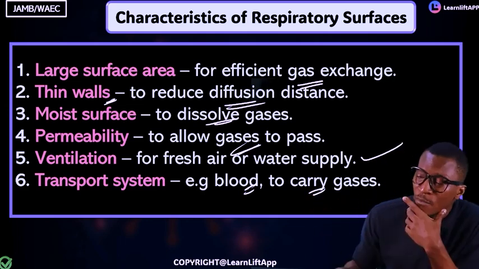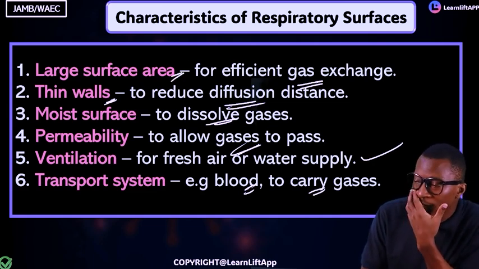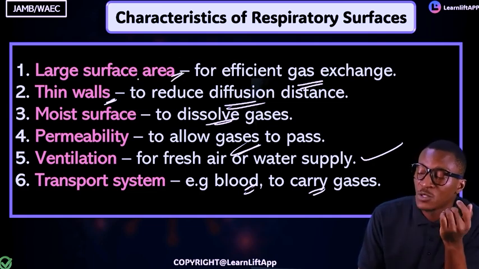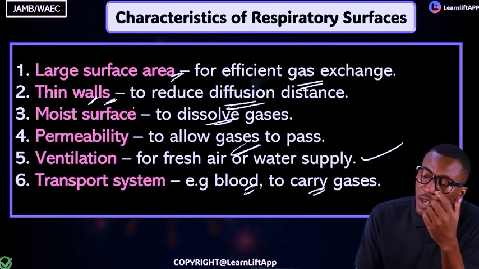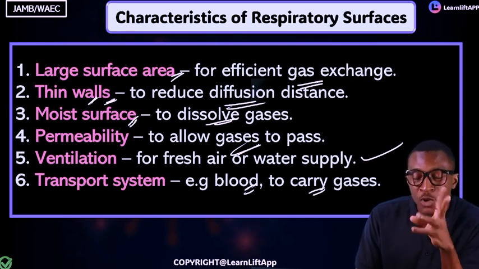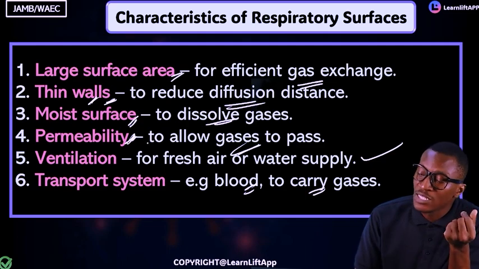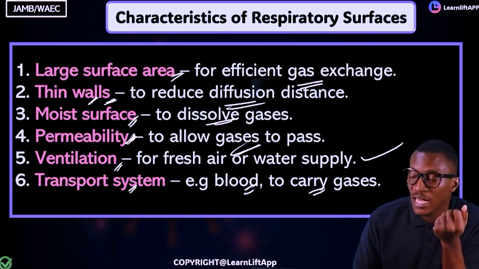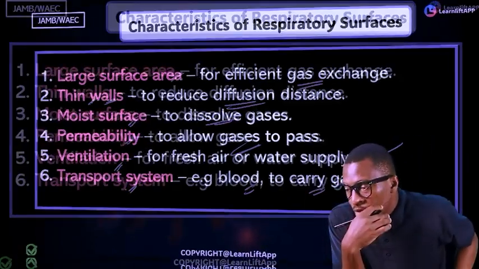Nothing serious about them. In as far as your respiratory surface, you must have a large surface area, a thin wall, and a moist surface. It must be permeable to gases. You must have good ventilation. It must allow for transport. Now, if you understand this, let's move on.